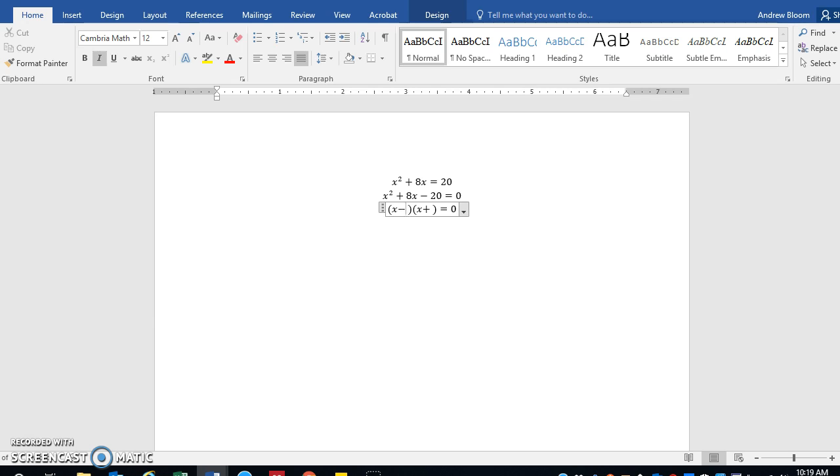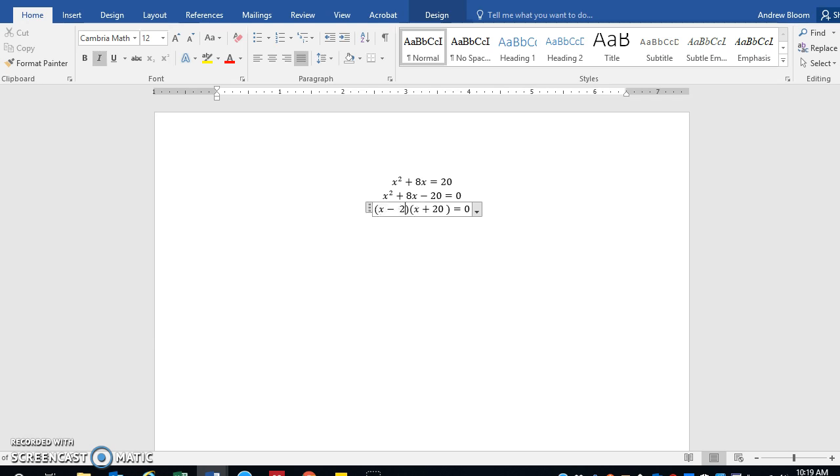Once we know that, now we can start guessing and seeing what we have. I also can identify that my outer and inner terms are going to have to add together to be positive 8. The only way for them to add together to be positive 8 is for the larger of the two numbers to be positive. So here, we could be looking at positive 20 and negative 1. But if we check that, that's going to be x squared plus 19x minus 20.